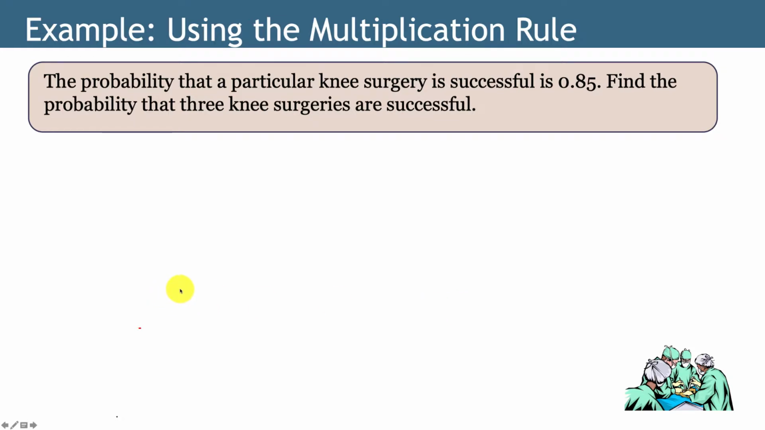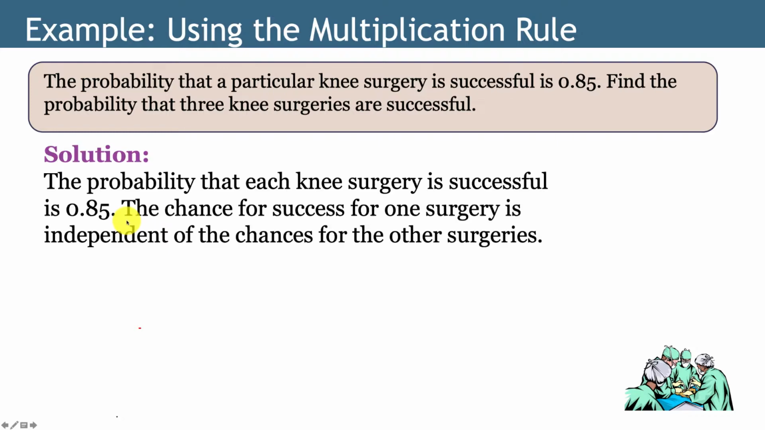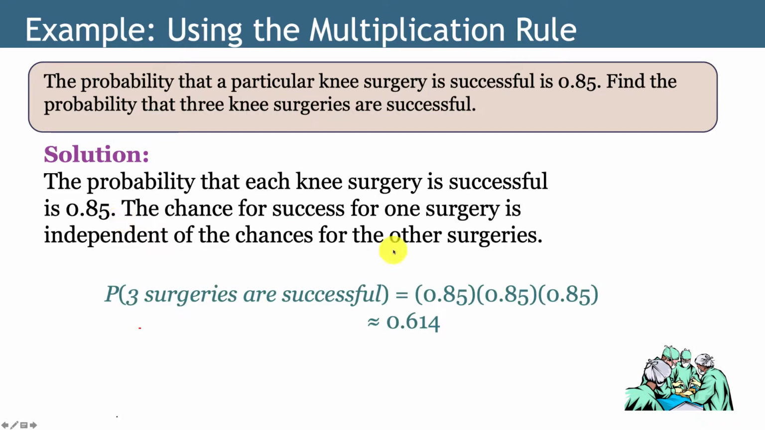So let's extend this out. The probability that a particular knee surgery is successful is 0.85. So find the probability that there are 3 successful surgeries. Well, each surgery is independent of the other, and so we can treat these as independent events. So just multiply. A success and a success and a success, and means multiply. They're independent. Just multiply, multiply, multiply. Don't worry about it. So the probability that all 3 of them are successful is actually 0.614, so 61.4%.